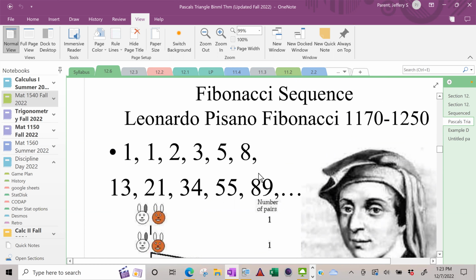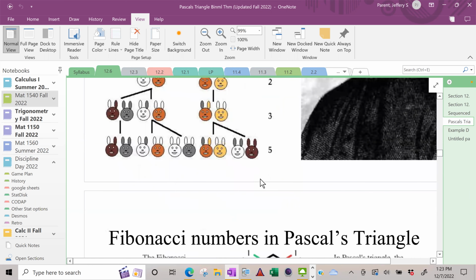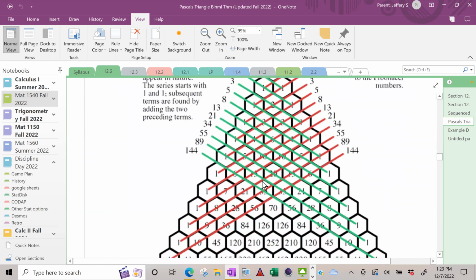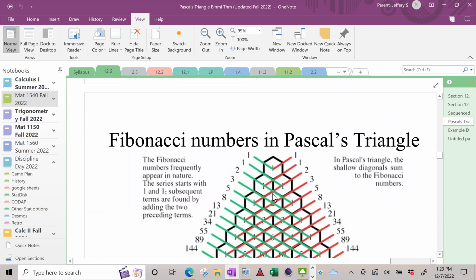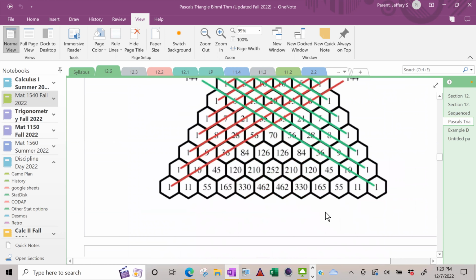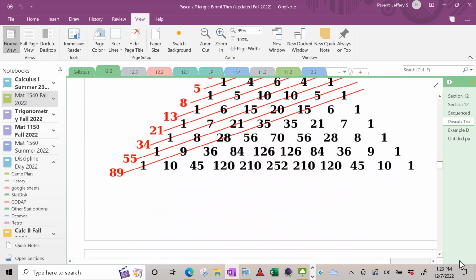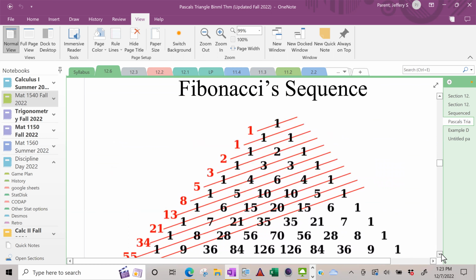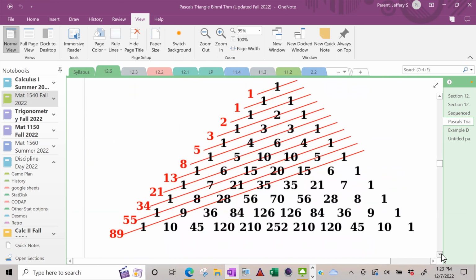When we introduced sequences, we talked about Fibonacci and his sequence. And yes, Fibonacci numbers are in Pascal's triangle as well. Here's a different look at it, maybe a little less busy, so you can kind of see that. Nudge it up a little bit. There you go. There's your Fibonacci sequence. Wow, Fibonacci is everywhere. Yes, it really is.